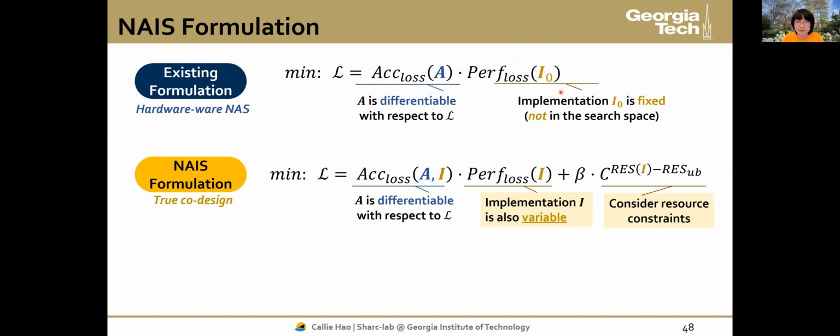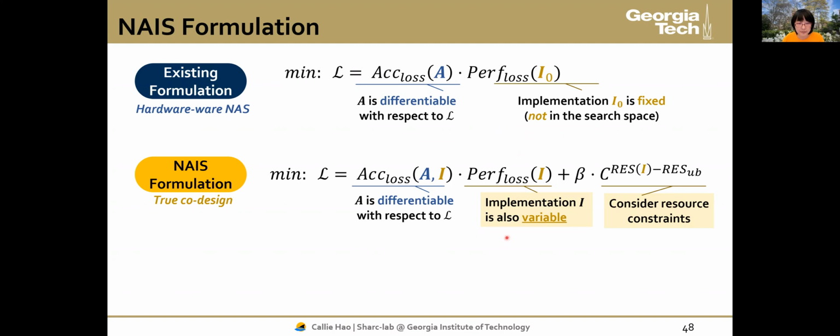So in the existing formulation, we see the implementation I0 is fixed, and it is not in the search space. Recall what we said, this is the first level of co-design: we have the hardware in mind, but it's not searched, it's fixed. It's like when we are baking the cake, we have the plate in mind, but we are not actually building the plate, right? So this is the first formulation for the first type.